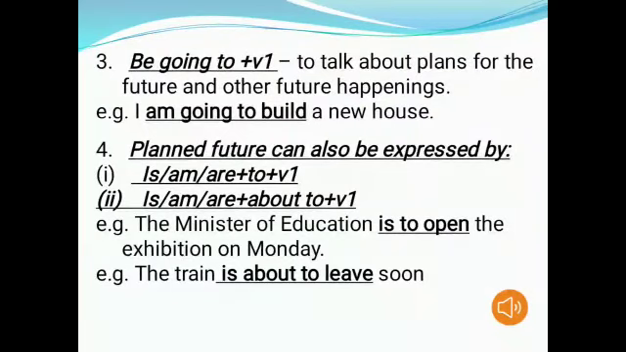Number 4. Planned future can also be expressed by, first point is, am, are plus to plus first form of the verb. Number 2. Is, am, are plus about to plus first form of the verb. For example, the Minister of Education is to open the exhibition on Monday. And second example is, the train is about to leave soon.